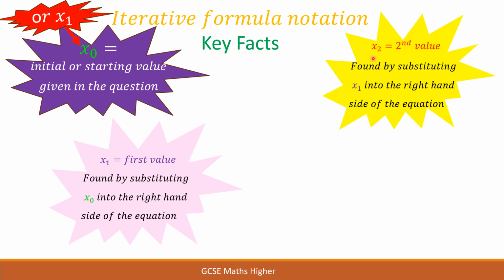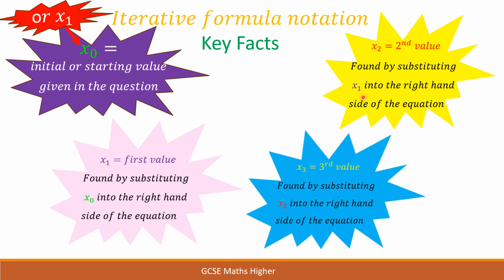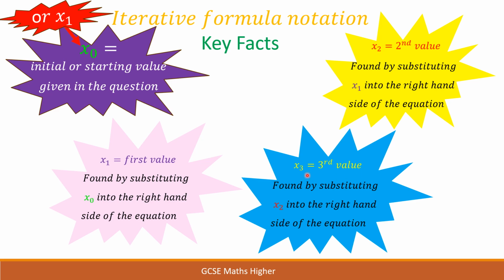To find the second value, x2, we're going to substitute in x1, so the value you've just worked out over here, into the right-hand side of the equation. So you're going to take the same equation and you're going to substitute the values in. Then to find x3, which is the third value, you're going to substitute in x2 into the right-hand side of the equation, and this keeps going for as many values as you're expected to find.